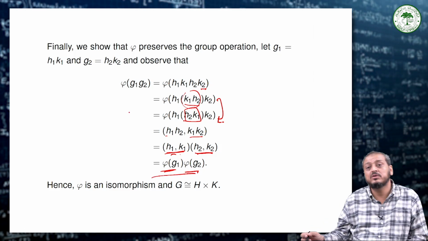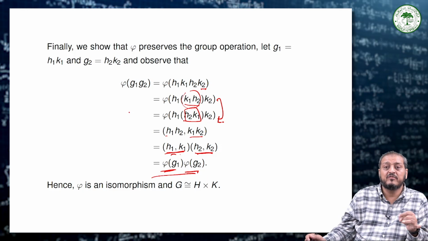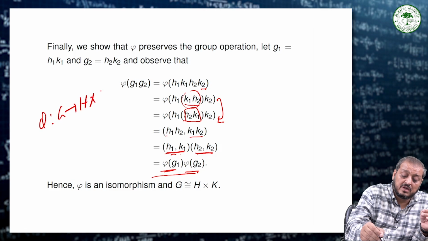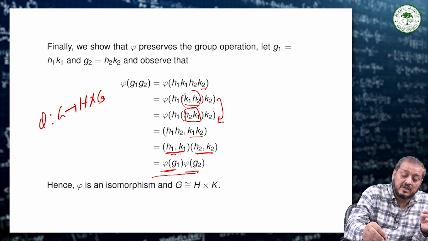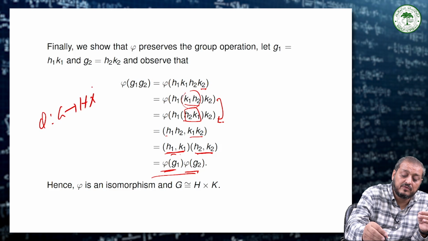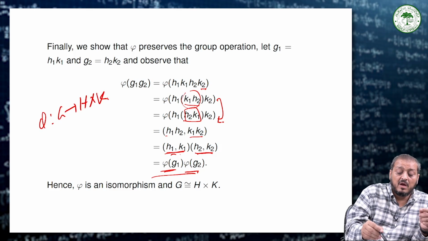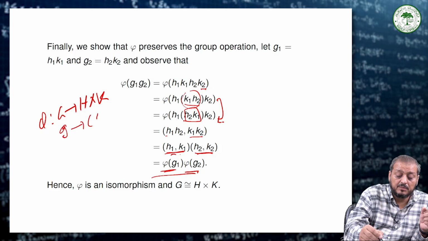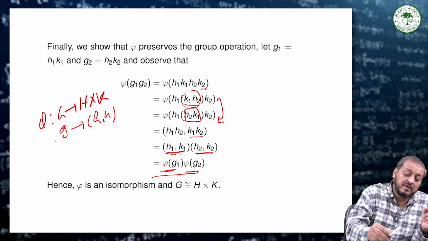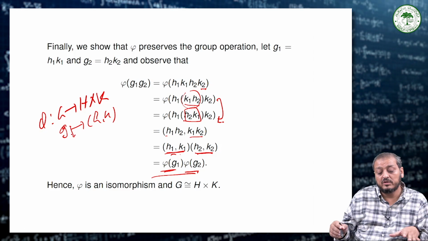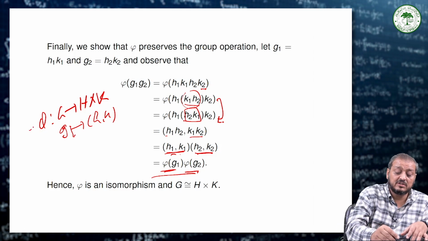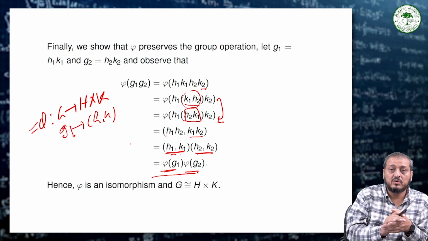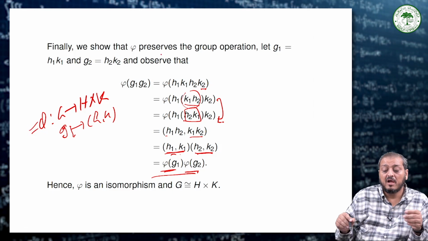So this means we have to show that this map phi, which we define from G to H cross K, is well defined. Clearly we have to show that the map is defined in this form, where g is mapped to some h and k. So we have to show that phi is a well defined map, and also one to one, onto, and preserves the group operations.